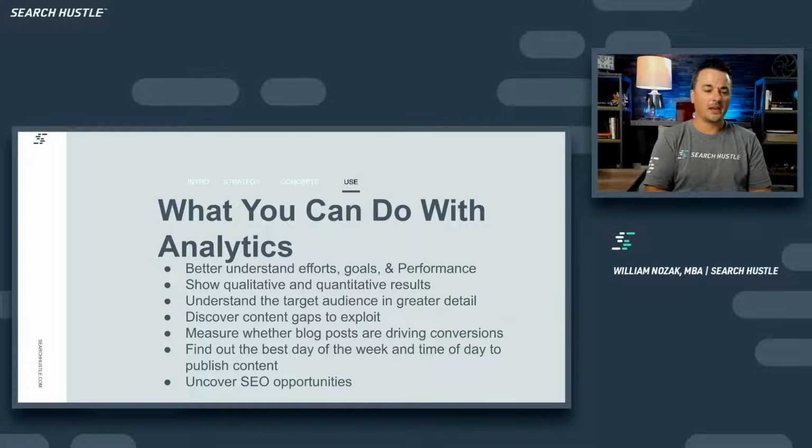And then of course we want to pay attention to our performance. How are we doing against the competition? How are we doing against our own goals? Are we going up? Are we going down? Are we level? Show qualitative and quantitative results, right? We want to know the quantitative understanding of things. How does this stack up in an equation? Is our bounce rate going up or down? Is the number of pages people visit going up or down?